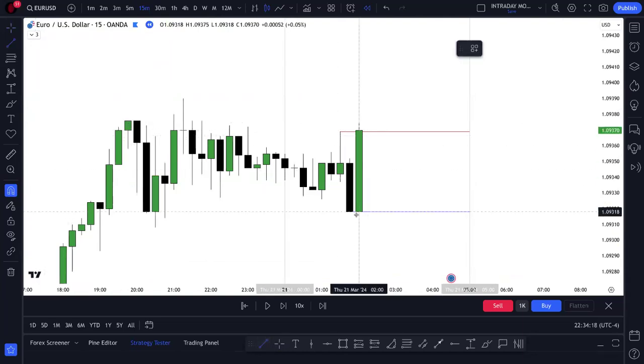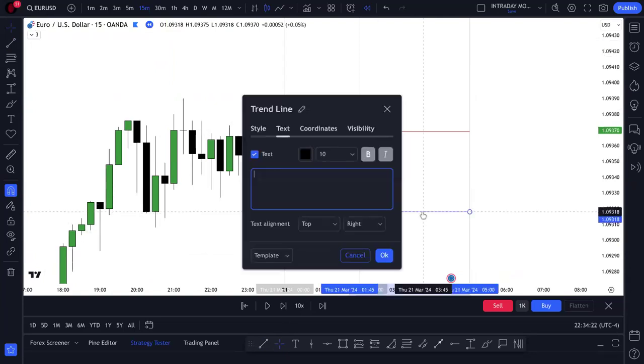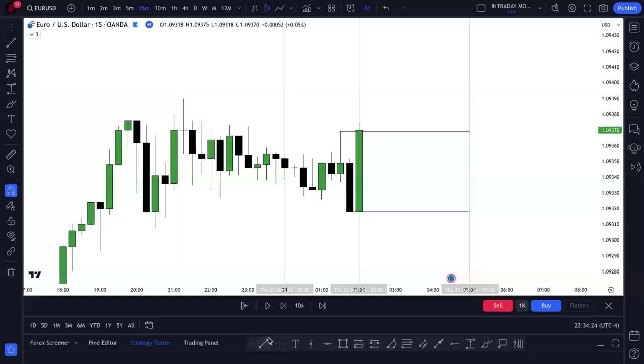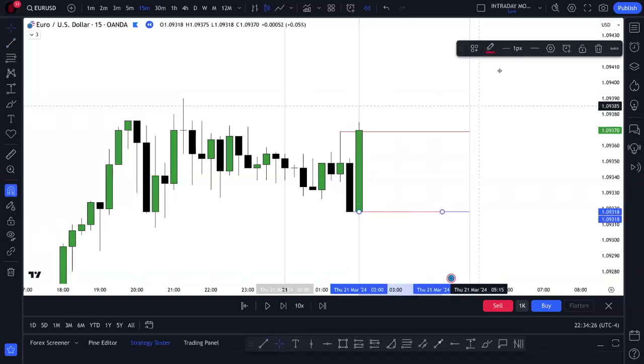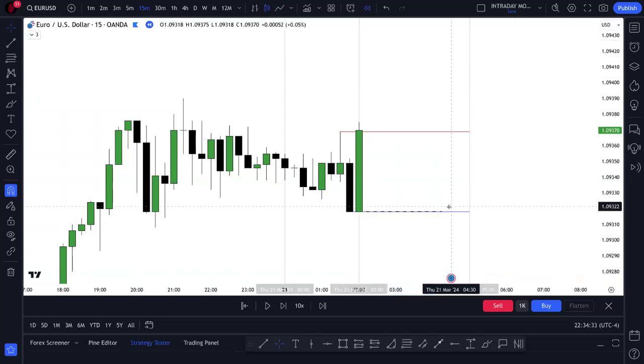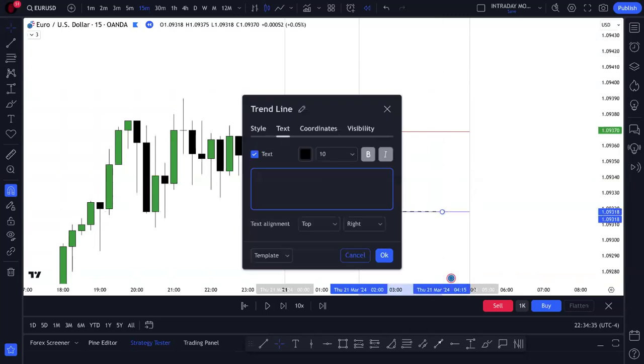I can't even show it on here too, but this line here is also 2 a.m.'s opening price. We'll just make this line a bit thicker so we can see it. So that's 2 a.m.'s opening price as well.